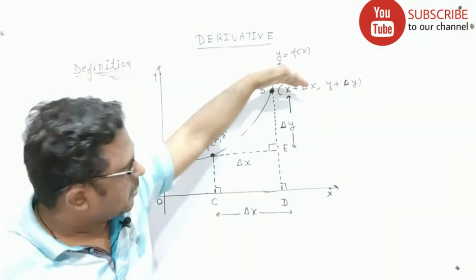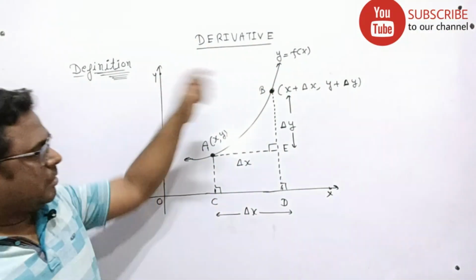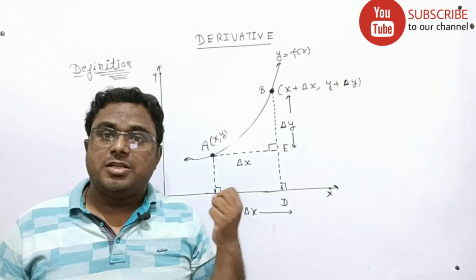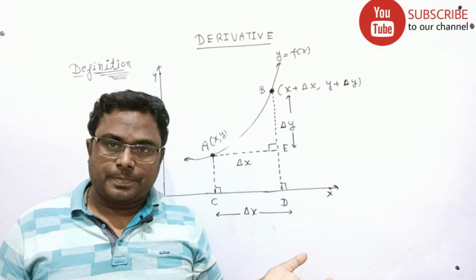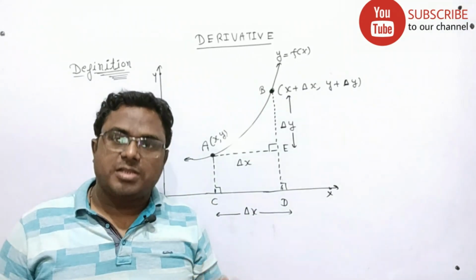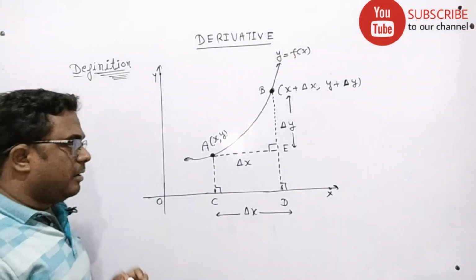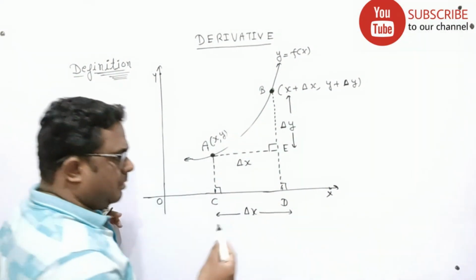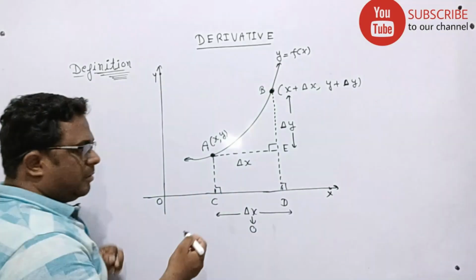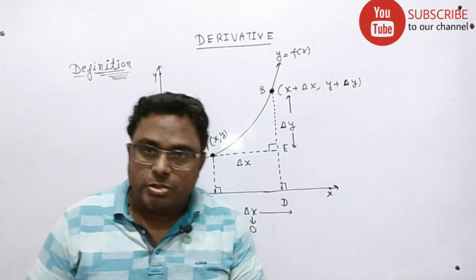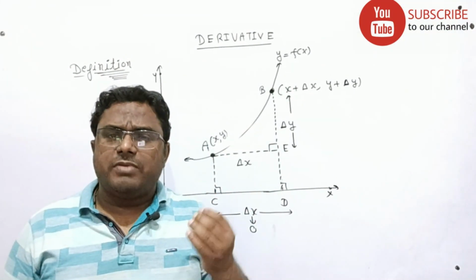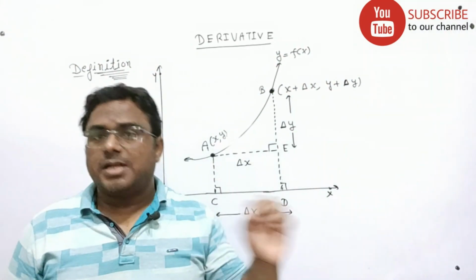If I see these coordinates, I can easily tell that delta x is the change in the value of x and delta y is the corresponding change in the value of y. Now we have to put one restriction, that value of delta x tends to 0. What is the meaning of this delta x tends to 0? Delta x tends to 0 means that value of delta x is very small but not exactly 0.